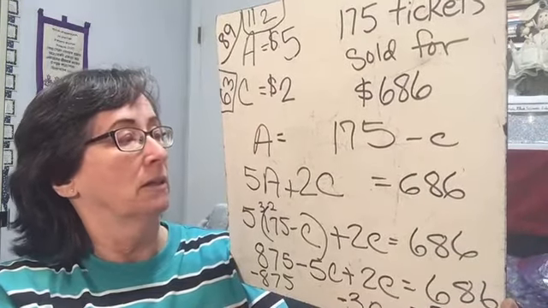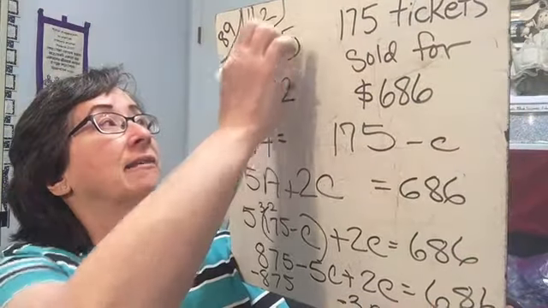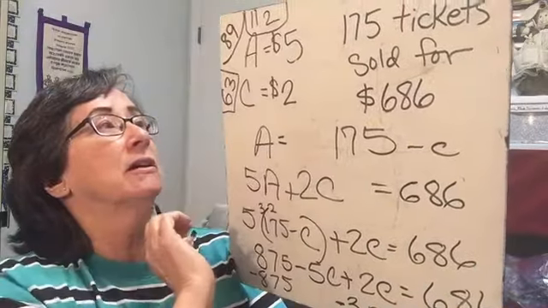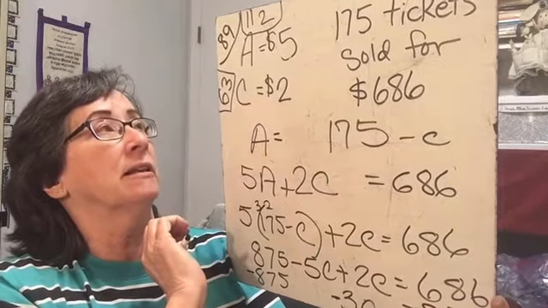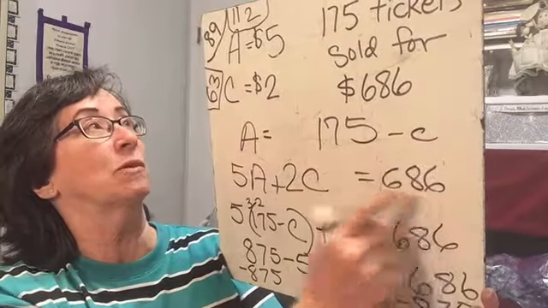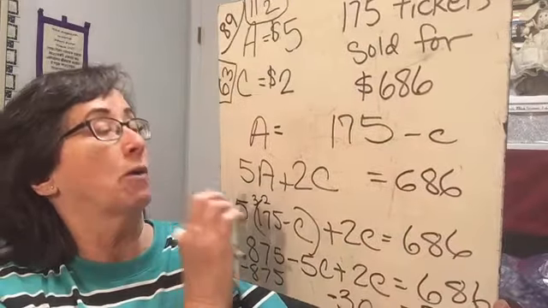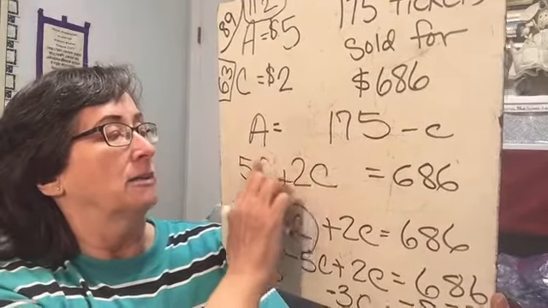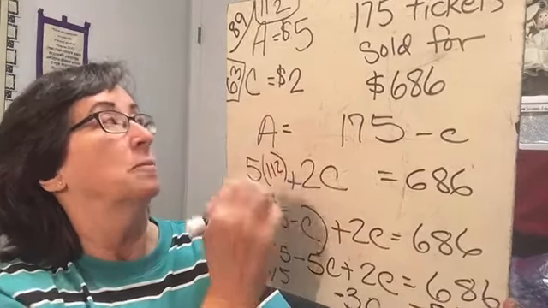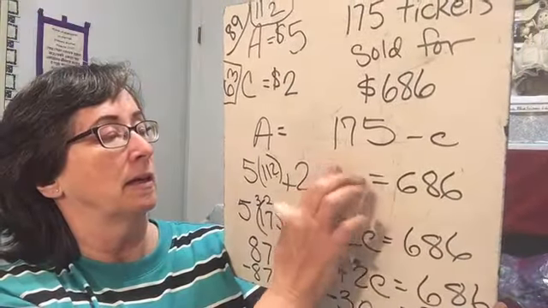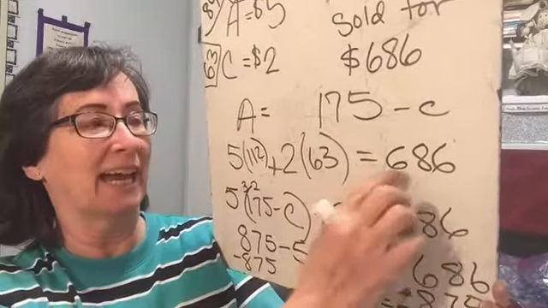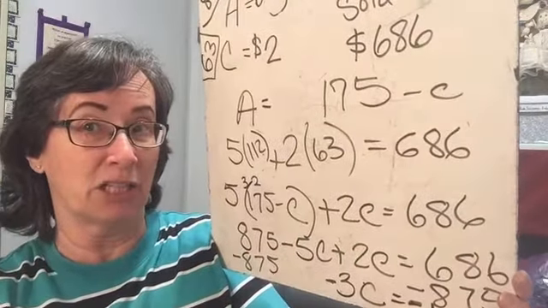First of all, we add these two together. We just subtracted, so we know that these two together equal 175, and they do. So now we need to check, do we get 686 when we multiply them? So let's throw them in there. Let's check it. So 5 times 112 plus 2 times 63. Let's see if we get 686. It's always smart to check our work.